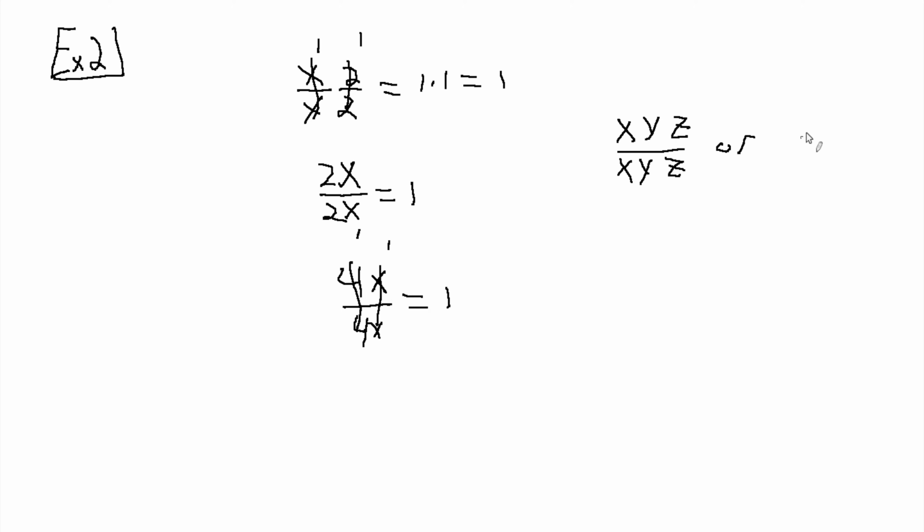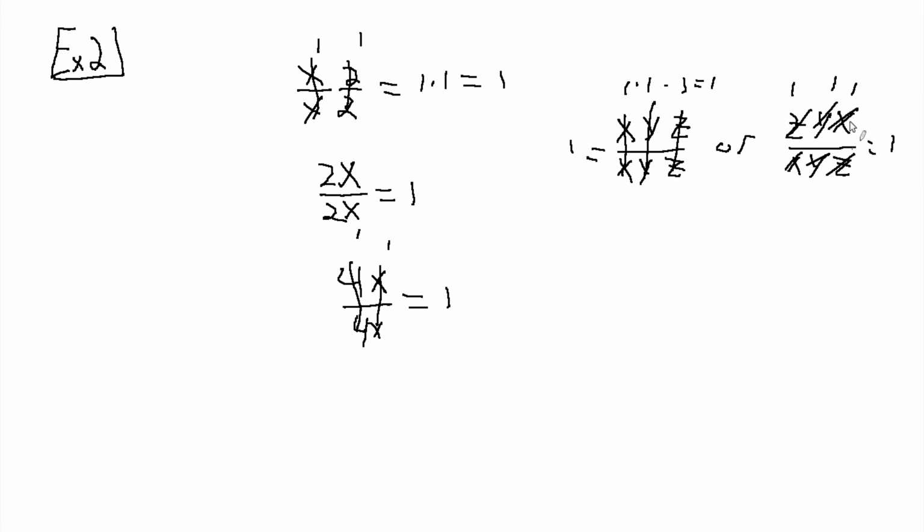Even if you have them out of order, like xyz over zyx, as long as the top and the bottom are all being multiplied, you can cross them off as long as whatever is on top matches what is on the bottom. So all of these would equal 1 as long as x, y, and z aren't 0. They could be any value.